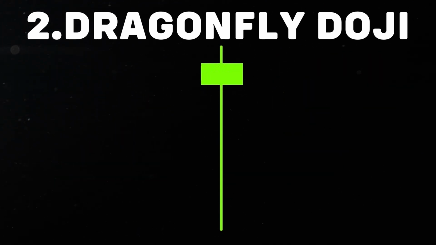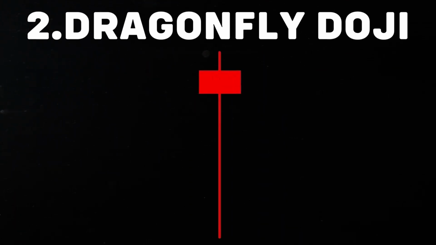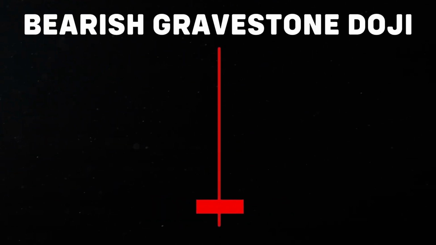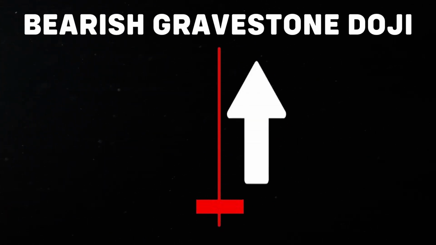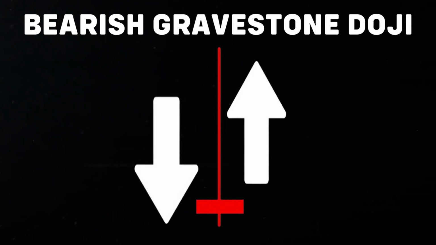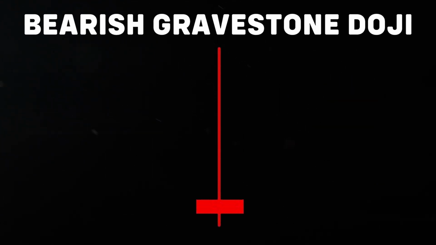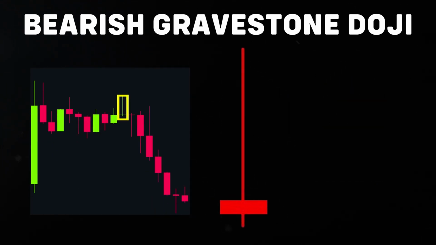The same concept applies to the bearish dragonfly doji, but in the opposite direction. The next one is the gravestone doji. This candle has a small or nearly invisible body at the bottom, with a long upper wick and little to no lower wick. The bearish gravestone doji indicates that buyers attempted to push the price higher during the session, but by the end, sellers stepped in and dragged it all the way back down. This candlestick suggests that sellers still have control of the market. This candle usually forms at the end of an existing trend.